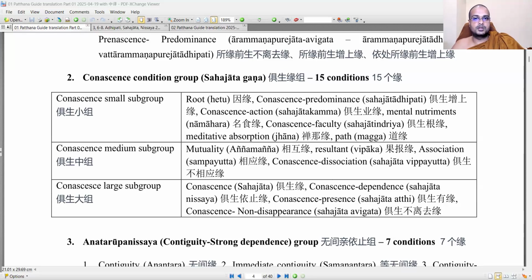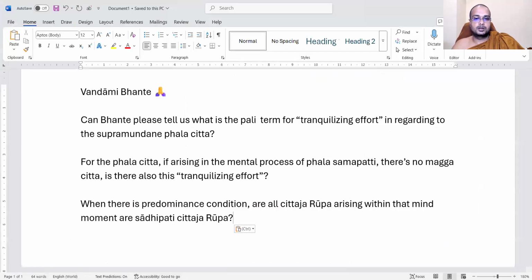Right. Okay. So can you see the screen? Yes, Bante. Yeah.